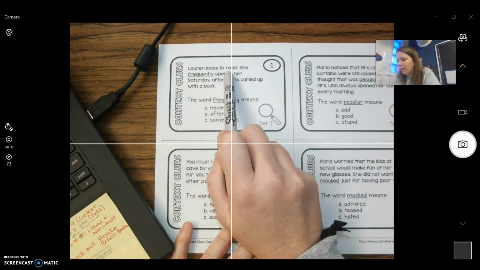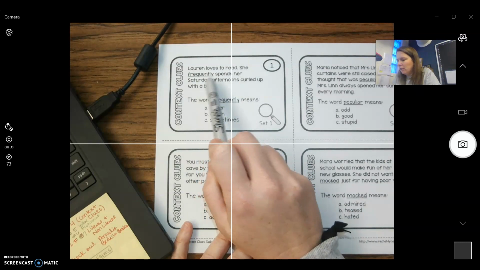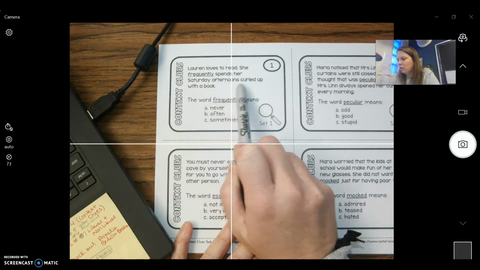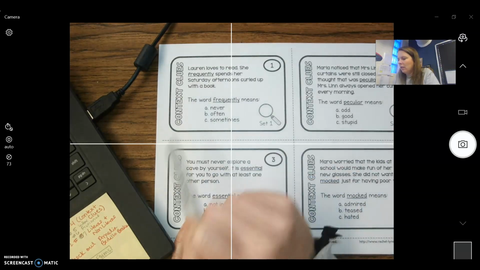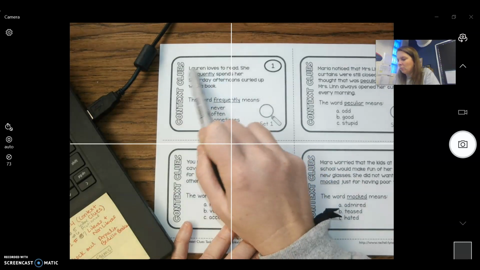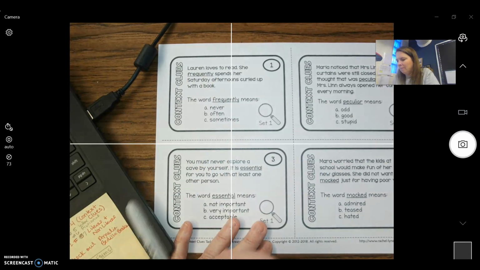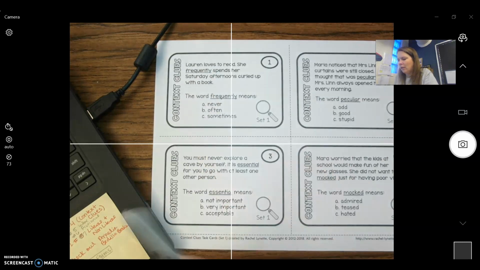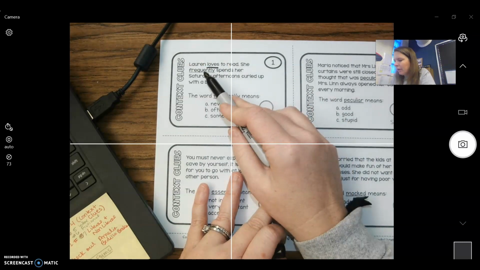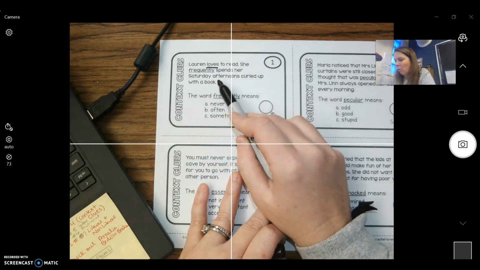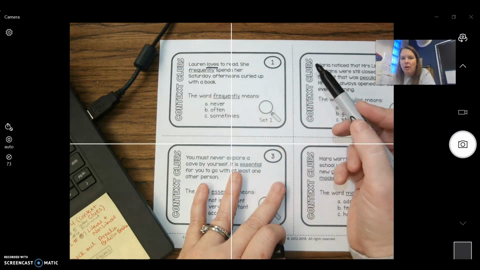Lauren loves to read. She frequently spends her Saturday afternoons curled up with a book. Okay, now let's talk about that sentence. It's asking us what this word means, frequently. Lauren loves to read. So that is helpful for me, that she loves to read. She frequently spends her Saturday mornings curled up with a book.